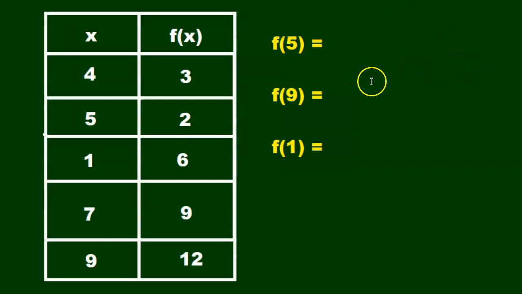What is f of 5? If you notice, our f of x is this column and our x is this column. So when we have f of 5, that means our x is 5. So what's our f of x? Our f of x is 2 when you have 5. What's f of 9? Your x is now 9, so your f of x is 12. And what's f of 1? Your x is 1, therefore your f of 1 is 6.